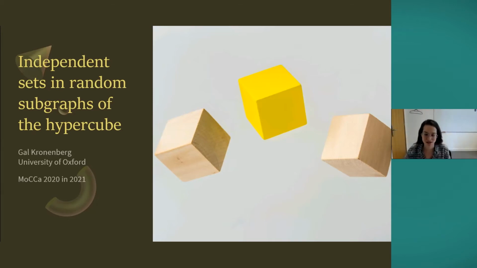So I will talk about independent sets. I will start by talking about counting independent sets in the hypercube, and then I will move to random subgraphs of the hypercube, which will be the main topic here. But before that, let's start with an easier setting. Instead of counting them in the hypercube, let's start by counting them just in bipartite graphs. The hypercube, as you all know, is a regular bipartite graph.